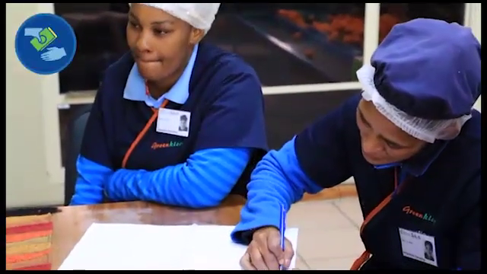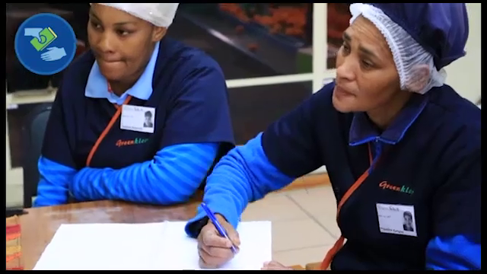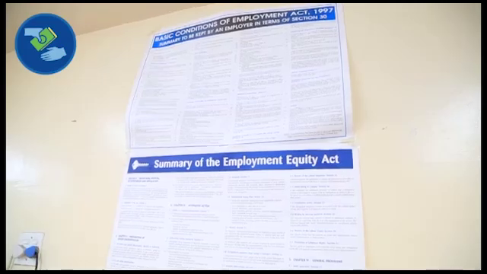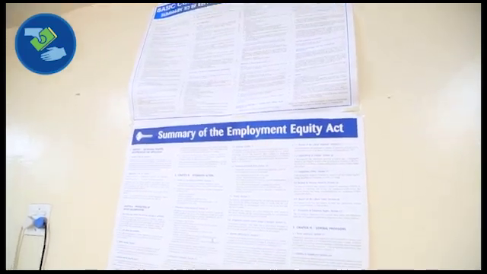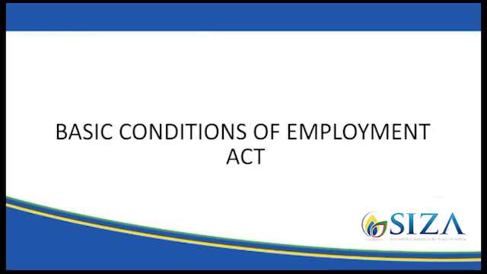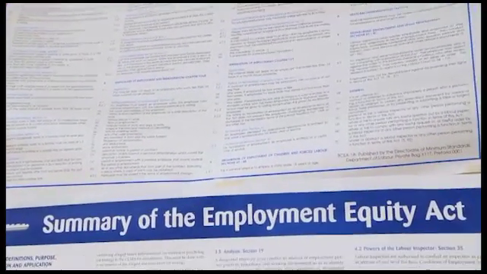There is a law that says what kind of deductions can be made from worker wages and how much the deductions can be. It also says what the minimum wage for farm workers is. This law is called the Sectoral Determination 13 for farm workers, and it is part of the Basic Conditions of Employment Act, which applies to most pack houses. This law should be displayed in the workplace where all workers can see it.